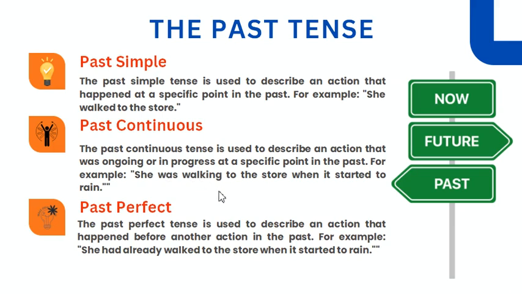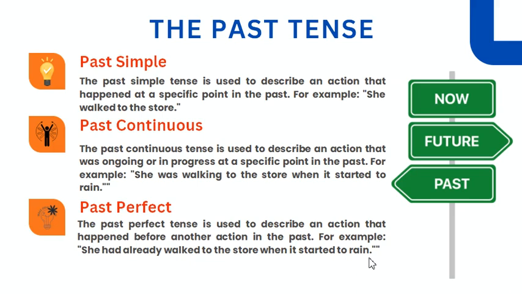And let's come to the third, the past perfect. Just like the present perfect, the past perfect tense is used to describe an action that happened before another action in the past. So that means a past of the past. If you like to express a past action in the past, you use the past perfect. For example, she had already walked to the store when it started to rain.